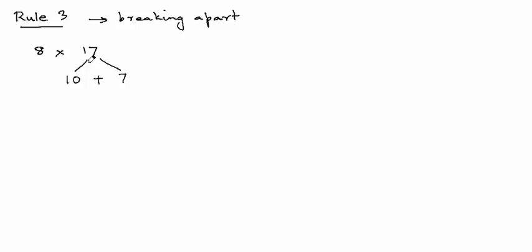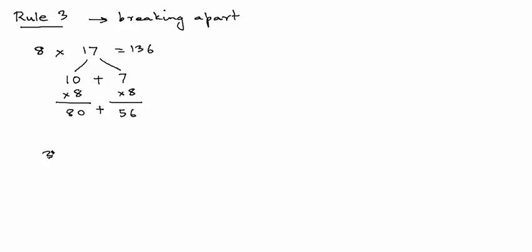10 plus 7 is 17, and multiply each one of them with 8. And then add the two answers. 10 times 8 is 80, plus 7 times 8 is 56. So 8 times 17 is the same as 80 plus 56, which is 136.